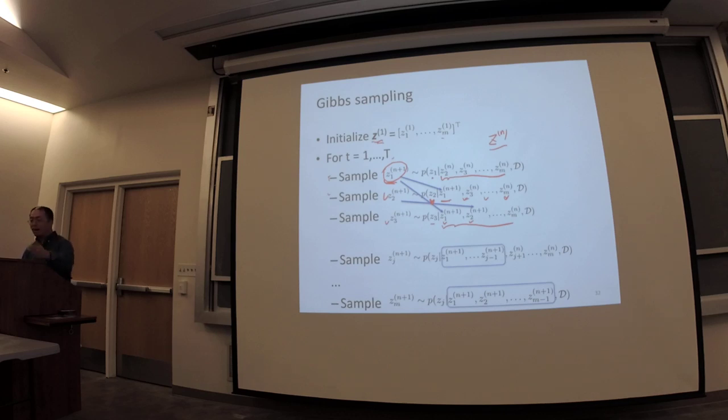And just continue to do that until you reach the last component. So the last component will be updated through this conditional distribution, Zm given all the other components, right? And here, all the other components have already been updated by their new versions, new samples. That's it. After these m steps, you get a new sample, Zn plus 1, right? All the m components in Zn plus 1 are updated. It's very simple.